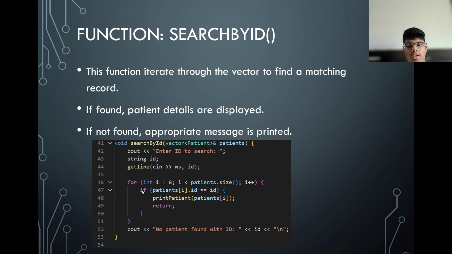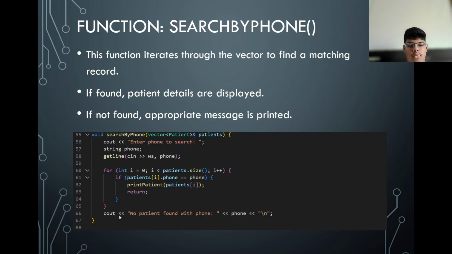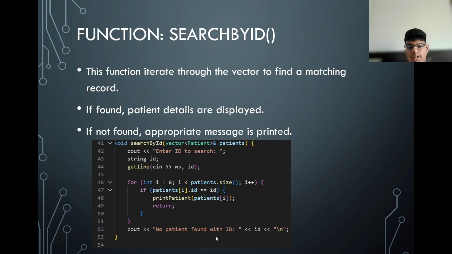Now we have used a conditional statement if here. So if patient's ID, any patient bracket ID, means the ID of a patient which has been iterated, matches with the ID that the user has inputted here, then the patient will be printed and it will be returned. Okay. And when this loop ends and no ID is found, then we have to use cout, no patient found with the ID.